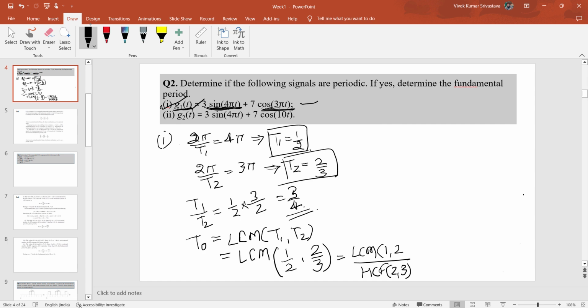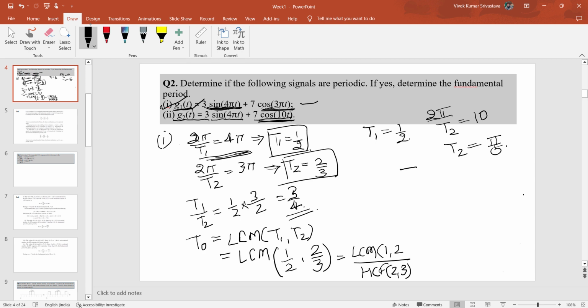Another problem is g2(t) equals 3 sine of 4 pi t plus 7 cos of 10t. Here the fundamental time period of the first signal, 3 sine 4 pi t, is the same as before, 1 by 2. Whereas the fundamental time period of the signal cos of 10t is determined as 2 pi by T2 equals 10. So from here we can say that T2 equals pi by 5.